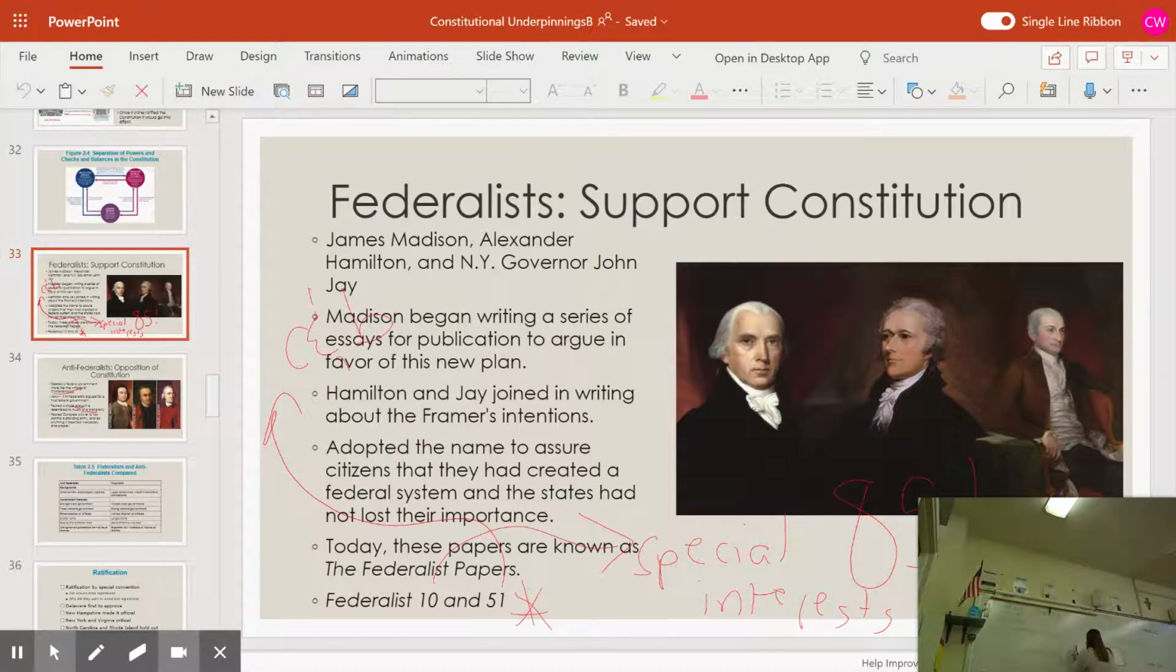Elite democracy focuses on limited participation in government. This idea of elite democracy, limited participation in government, we don't want the masses to participate in government. We don't want every single person in the democracy to have equal say in the democracy.